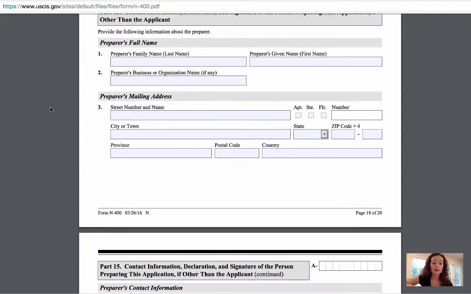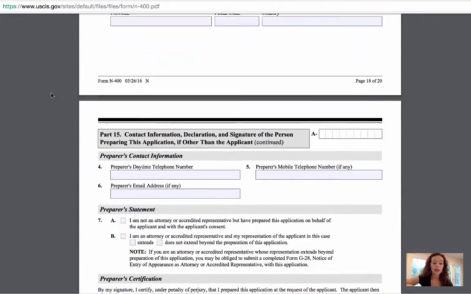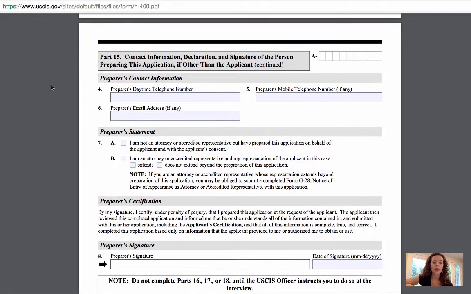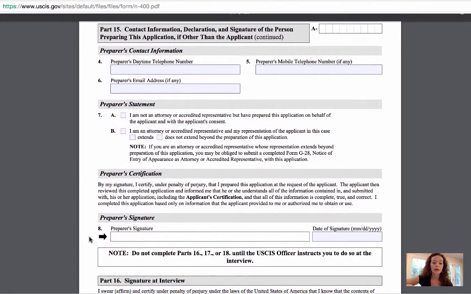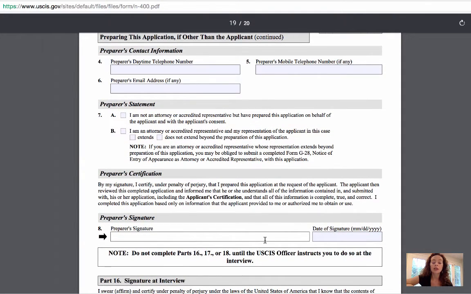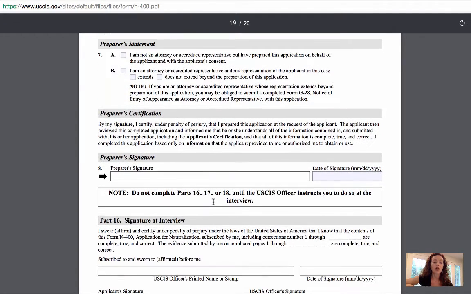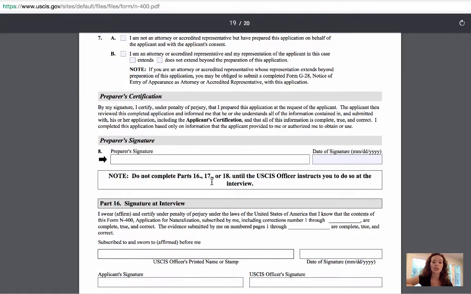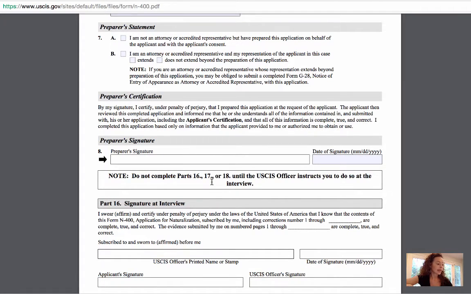So again, right here, you're going to have the preparer's statement and then the preparer's signature. Okay, please again make sure all those signatures are original signatures and not photocopies or typed or stamped. Very important. Okay, moving on.